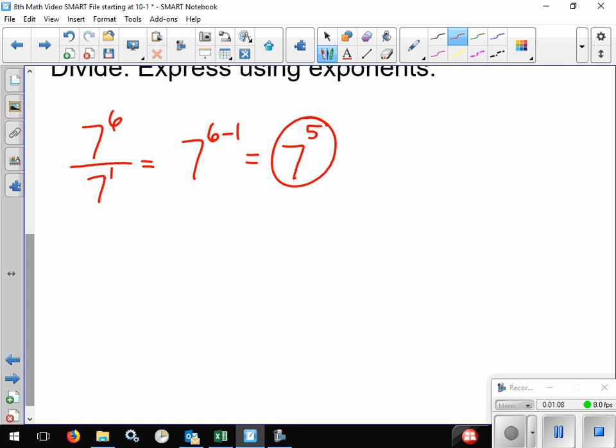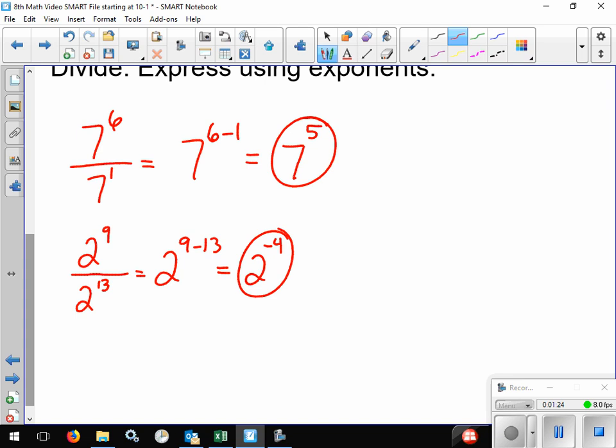Okay, let's try another one. 2 to the 9th power divided by 2 to the 13th power. So you're doing 9 minus 13, which gives us what? 2 to the negative 4th power. There are some people who don't agree with having negative exponents like that. Some professors you'll see in high school do not like negative exponents. I spelled exponents wrong by trying to type and write at the same time. Okay, negative exponents.